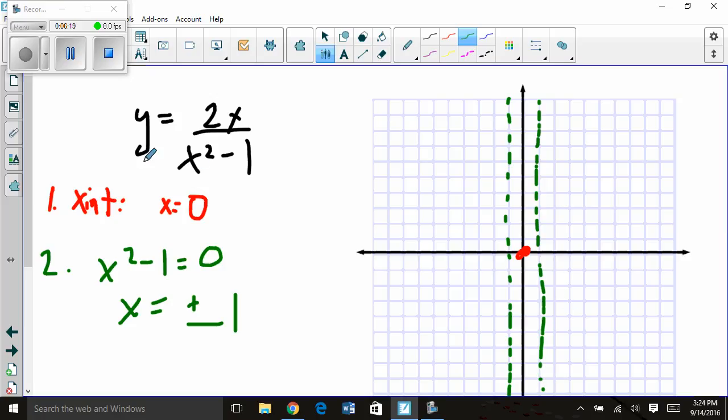Perfect. Now let's find our horizontal asymptotes.